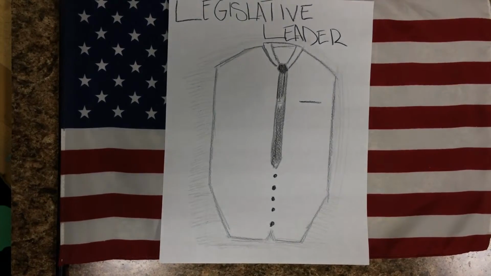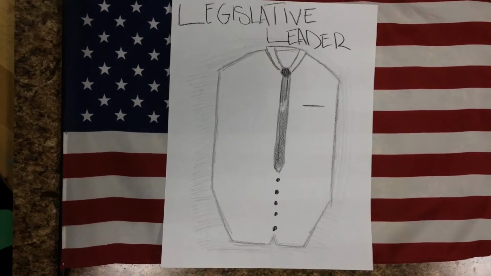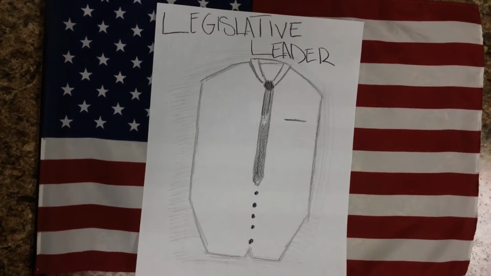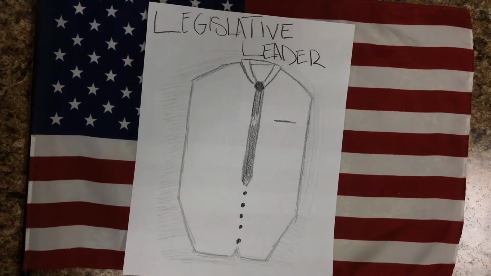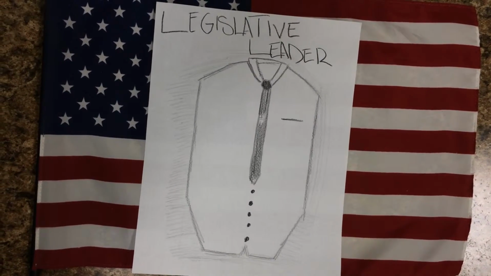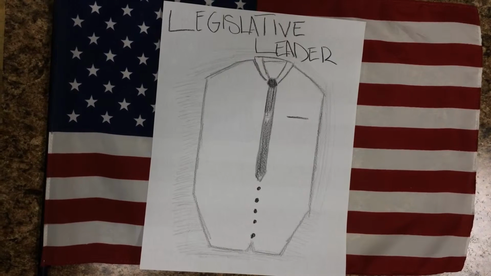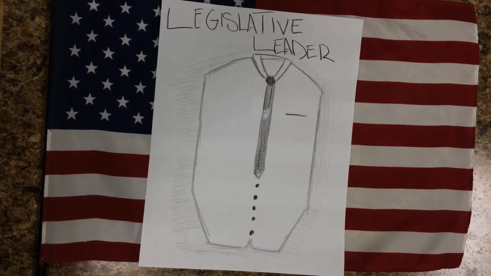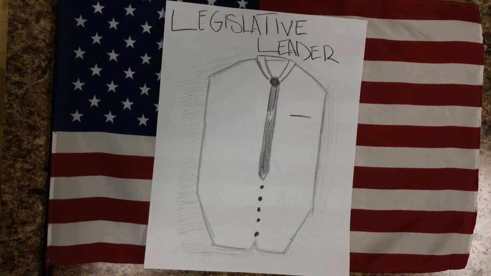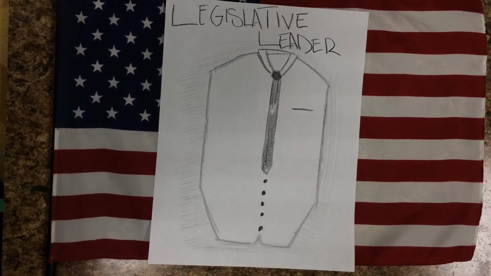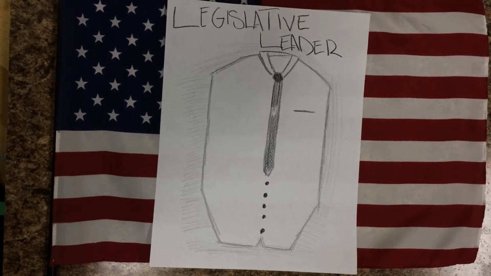And the last one, Legislative Leader. In this case, the President approves or vetoes bills that are passed by Congress. Vetoes can be overruled by only a 2/3 majority by both houses of Congress. An example, George W. Bush makes a speech in Congress.